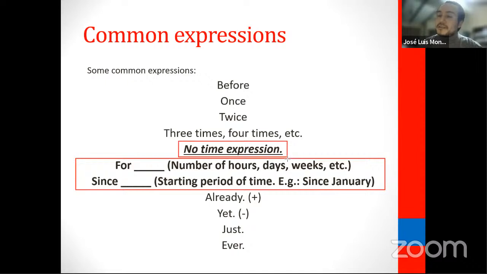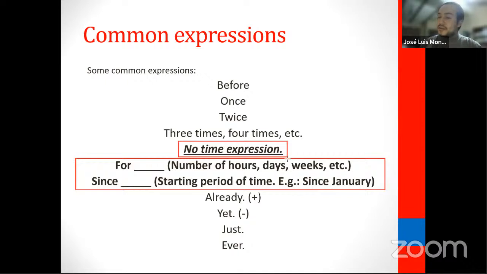No time expressions, that's an option. With the simple past, it's advisable to use a time expression, all right? Like, I went to the movies. When? Yesterday, okay? That's a complete sentence with the simple past. But with the present perfect, you don't need a time expression. It's okay if you don't use time expressions. Like, I have gone to the movies. When? I don't care. If I use my sentence with the present perfect, I don't care when it happens. Or I don't know, and I don't want to mention. And that's why I use the present perfect.